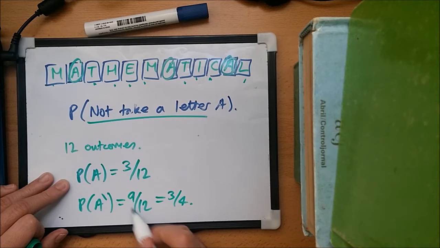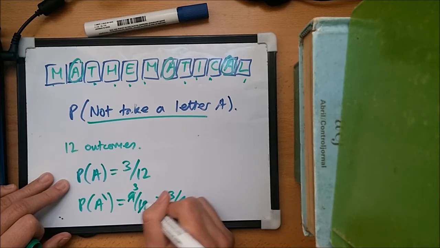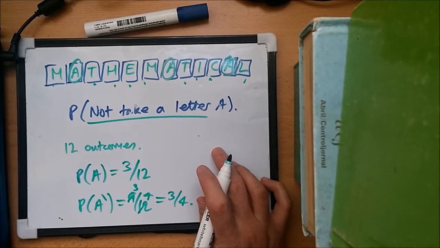Otherwise, you would probably notice that they're both in the 3 times table. So you divide this by 3, you get 3. Divide this by 3, you get 4. So again, 3 over 4. Not too bad, this question. Hopefully you guys got it.